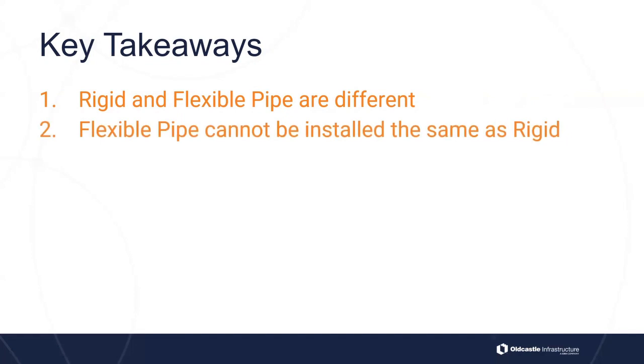Flexible pipe cannot be installed the same as rigid pipe. It cannot happen simply because flexible pipe is a liner. As I said before, you are buying the hole. It is your responsibility to build the structure.